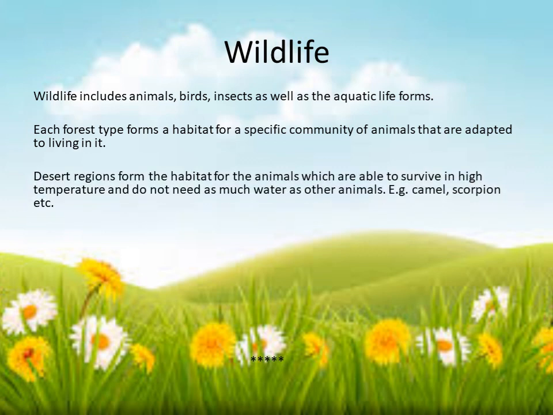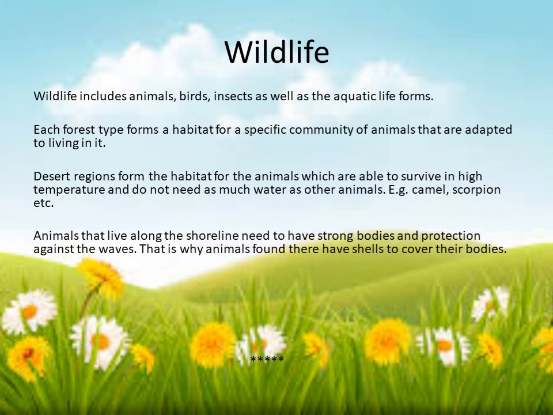Desert regions form the habitat for the animals which are able to survive in high temperature and do not need as much water as other animals. For example, camel, scorpion, snake, rat, and many others. Camel is able to survive without water for many days. Scorpion, snake, rat, these reptiles used to live in a hole, which helps them to survive in the scorching sun.